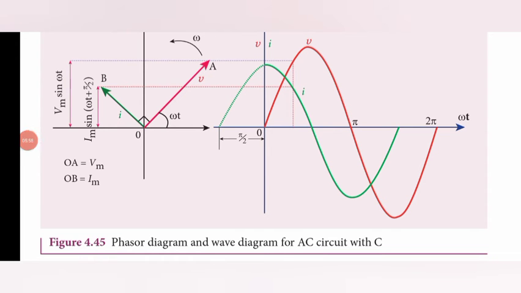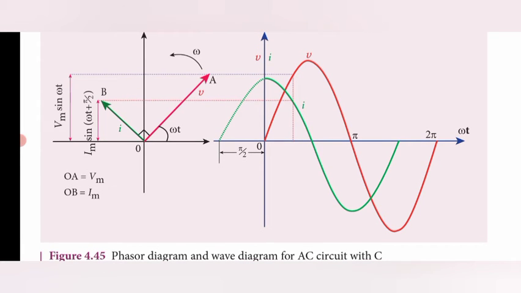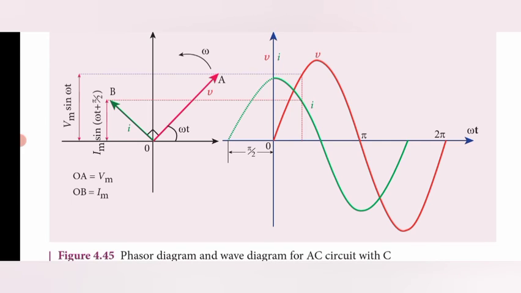In this phasor diagram, clearly we have to notice that the current leads the voltage by 90 degree. The red arrow denotes the voltage, that is the normal value, and the green arrow represents the current value here, that leads by 90 degree. So this phasor diagram clearly shows the waveform diagram of the AC circuit with capacitor, where the current leads the voltage by 90 degree. So this is the phasor diagram.